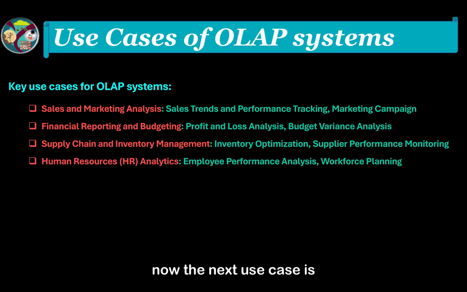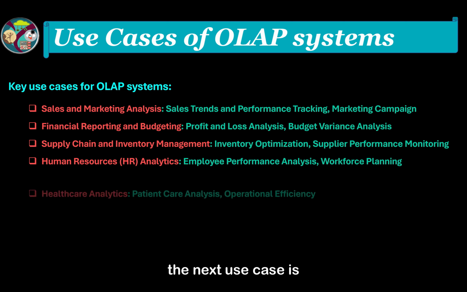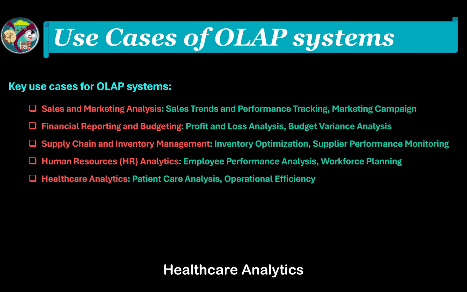Now, the next use case is human resource analytics. OLAP systems are used to analyze employee performance, identify training needs, and evaluate team metrics across departments. For example, in any corporate organization, there is a separate team for the HR department. These HR teams can monitor employee onboarding, track performance over time, and ensure workforce alignment with the organizational goals. Right.